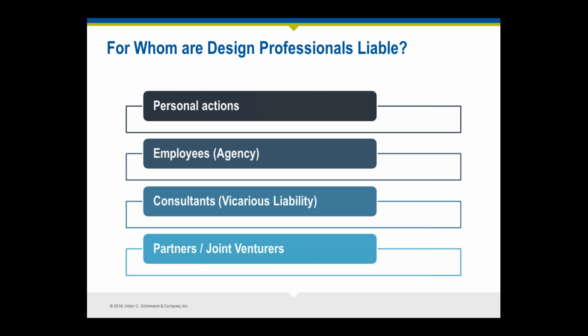Then lastly, you also are going to have responsibility for your partners and your joint ventures. So it's important that in either a joint venture agreement or your partnership agreement, you spell out who's going to be responsible for what. How is liability going to be shared if there's a claim?